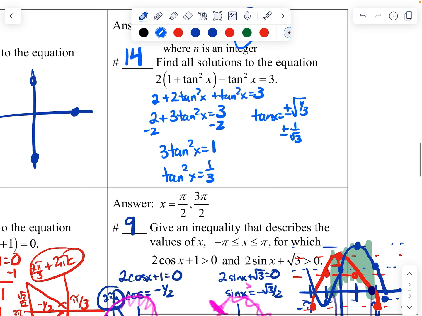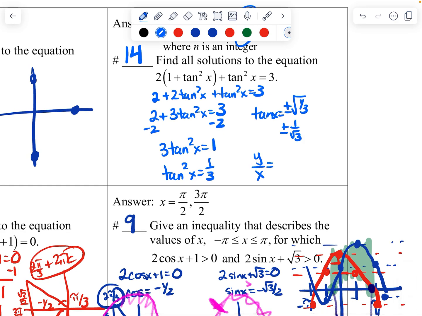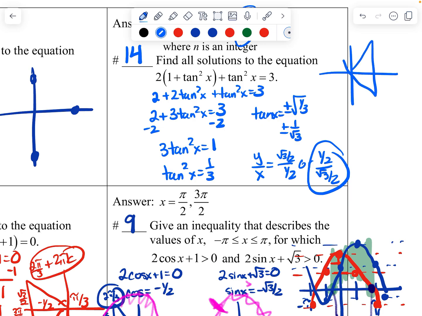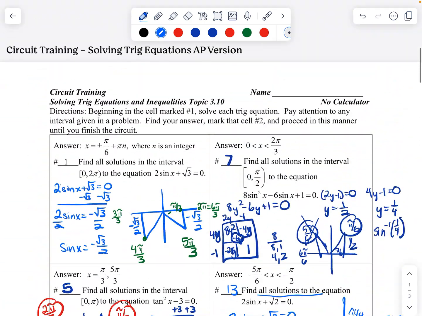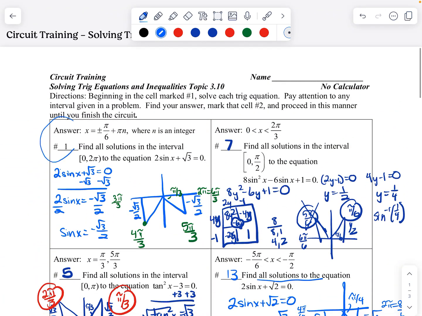And again, I got to decide tangent of x, y over x. So is that root 3 over 2 divided by half, or half divided by root 3 over 2? Well, it's that one, and this is in all 4 quadrants. So we have half and root 3 over 2, which means this is pi over 6. So plus every pi k, and then we'd have 5 pi over 6 plus pi k, because the tangent repeats over pi. Yep, and then we're back to number 1.